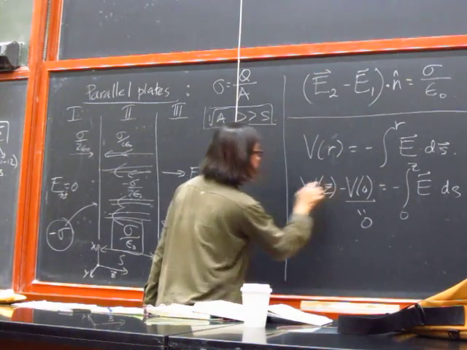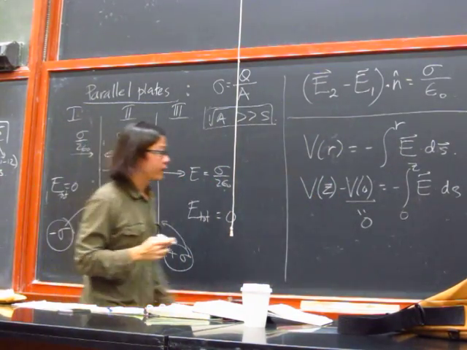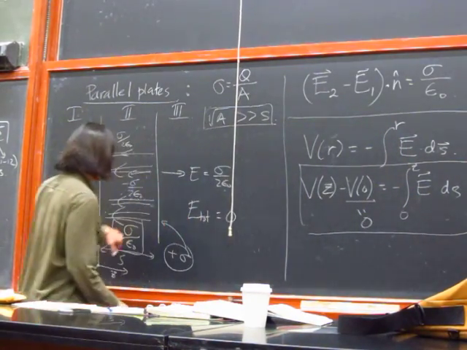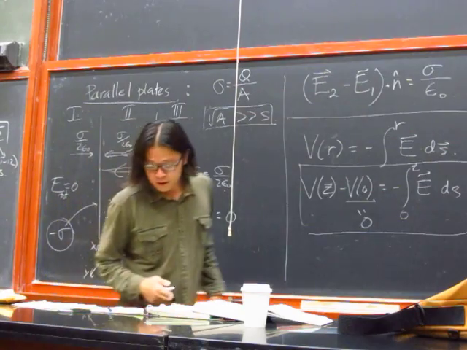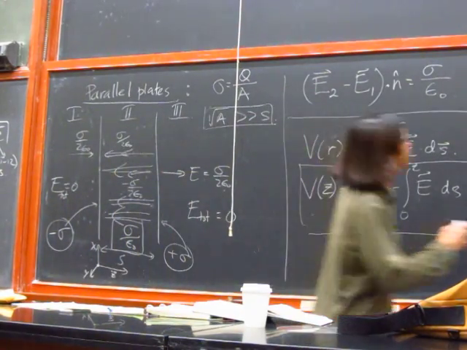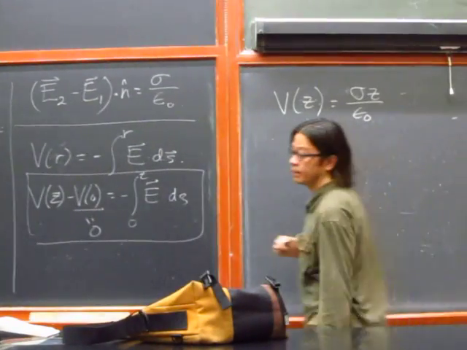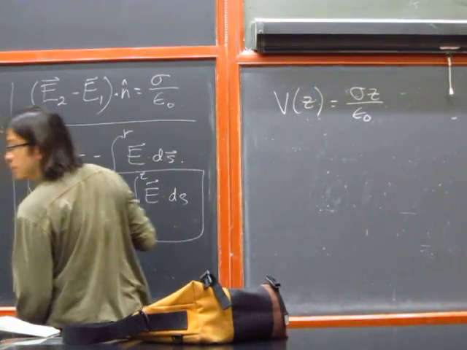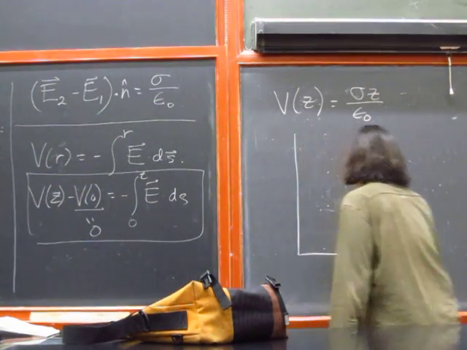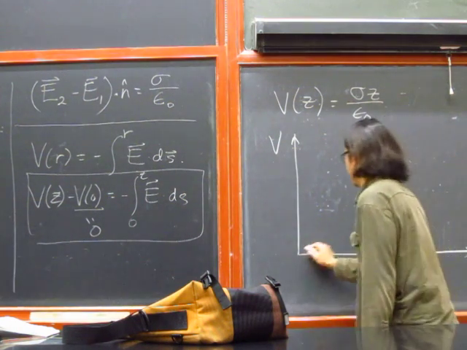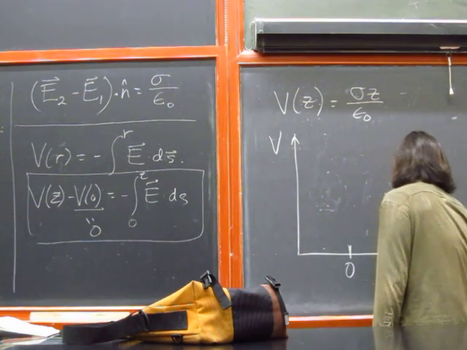This potential only depends on x. Then you calculate this for this electric field, and you will get the potential as a function of x. If you do your math right, it's going to be equal to sigma x over epsilon naught. So the potential looks like this as a function of x. This is 0. This is s.